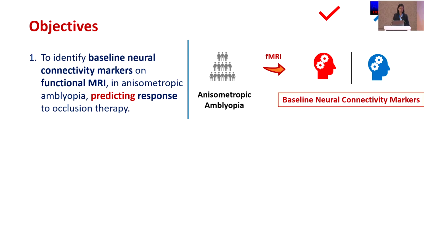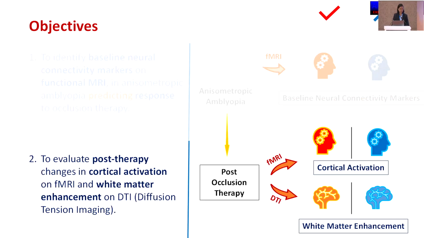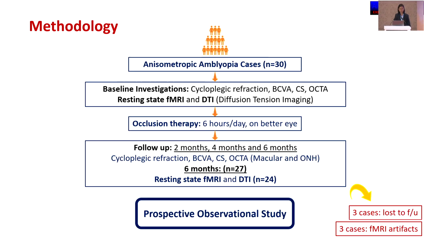Our main objective is to identify baseline neural connectivity markers which can predict the response to occlusion therapy and to evaluate post-therapy changes in the cortical activation on functional MRI and white matter enhancement on diffusion tensor imaging. After assessing baseline visual acuity and contrast sensitivity of 30 anisometropic amblyopia patients, we performed OCT angiography, resting state functional MRI and diffusion tensor imaging. Following which, 6 hours per day of occlusion therapy was prescribed on the better eye, and 2, 4, and 6 months of follow-ups were done. Resting state functional MRI and DTI was repeated only at the end of 6 months.